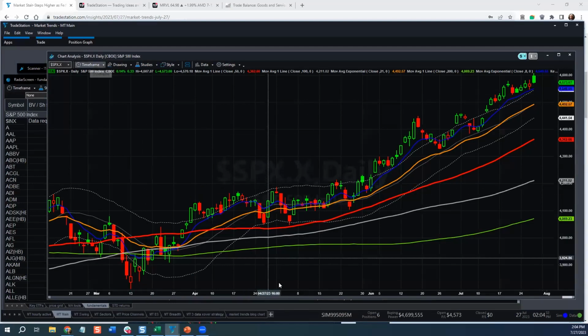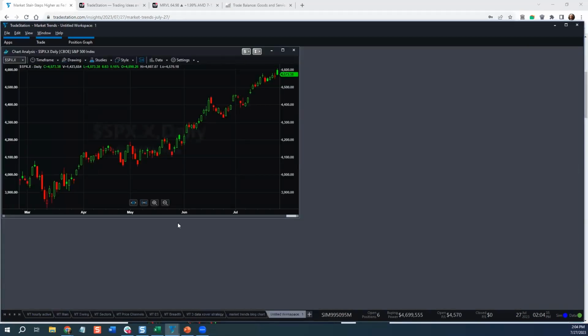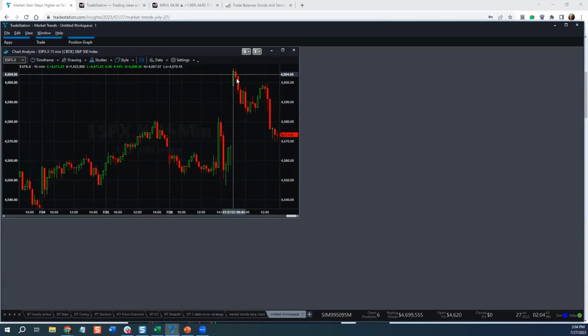Let's just open up a new workspace really quickly and bring up a chart. If we look at, let's just go with a 15-minute candlestick, we can see that our high was early in the day. That's usually not a great sign, but at the same time, that's especially bad when it happens on a Monday, in my opinion. On a day like this, it's not the biggest thing.